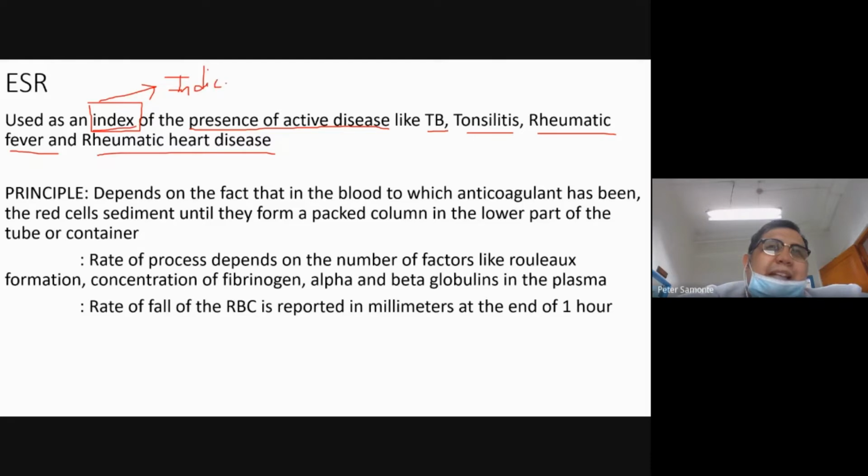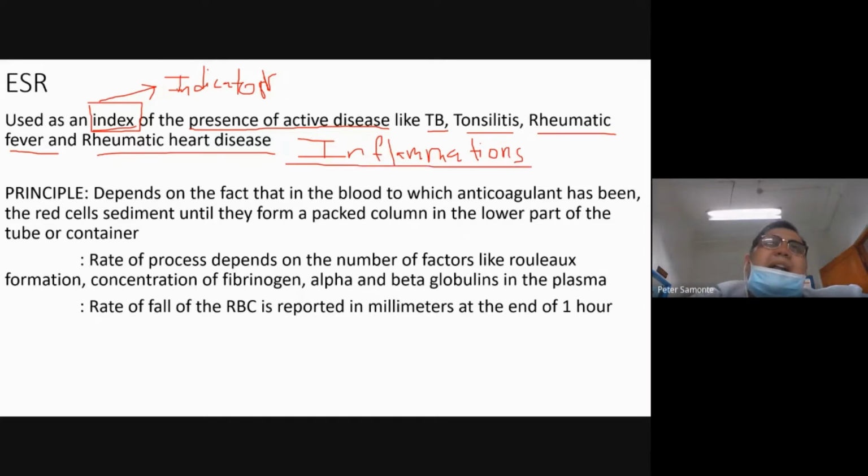So ginagamit to dati. Dati, I would repeat dati kasi this is an old school test. This was usually used before to determine if a patient has TB, tonsillitis, rheumatic fever, and rheumatic heart disease. Itong apat na to, in a general classification, these are all considered inflammations. Sa madaling salita, to further simplify it, yung ESR nyo is usually used to detect inflammations in the body.